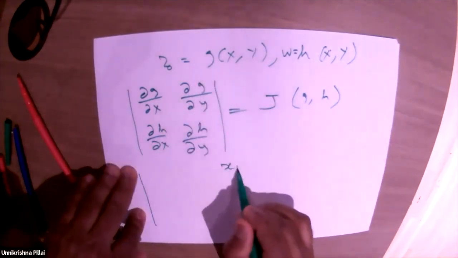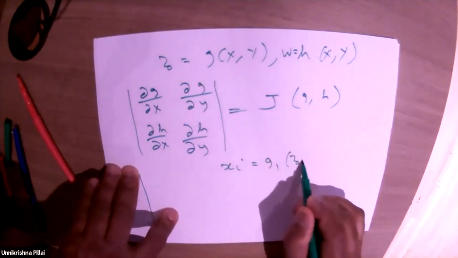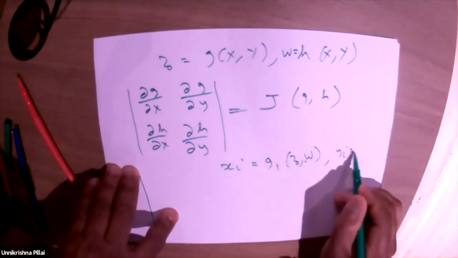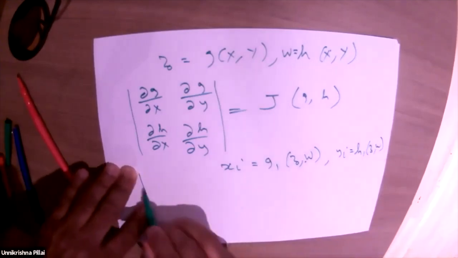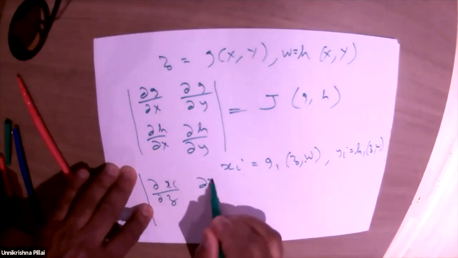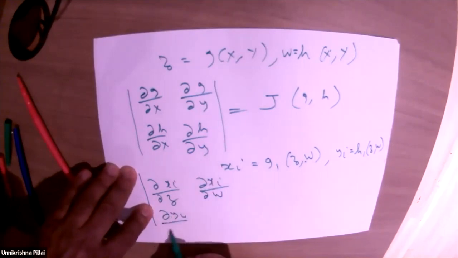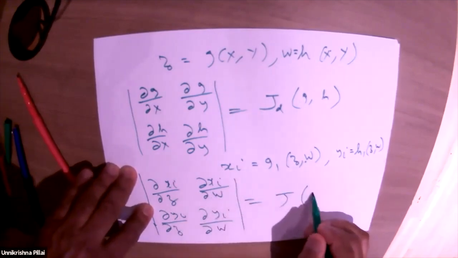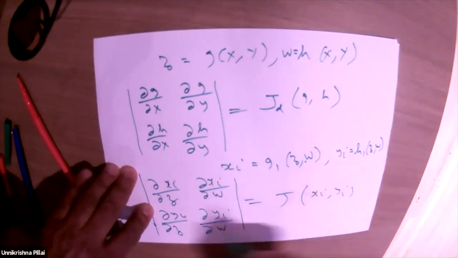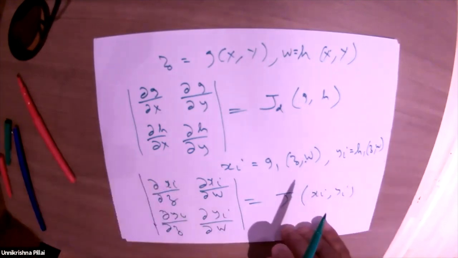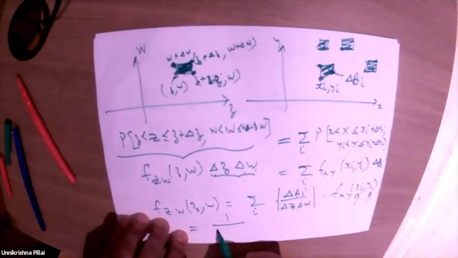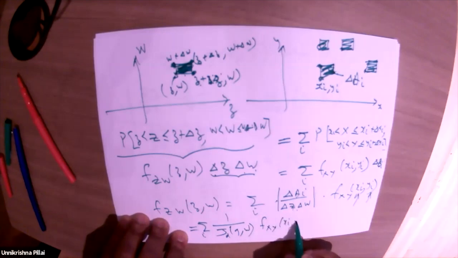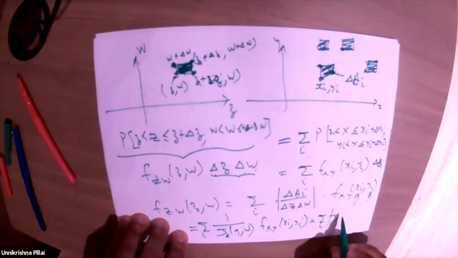You can solve for xi and yi in terms of z and w, and then you can take the derivatives dxi by dz, dxi by dw, dyi by dz, dyi by dw. So remember, this is like dx by dy, so that goes in the numerator. My whole point, going back to here, is you can write this as 1 over the Jacobian, summed over all the roots, with dg, the first one, going into the denominator, times f_XY of xi comma yi. Or if you use the second form of the Jacobian, that's in the numerator.